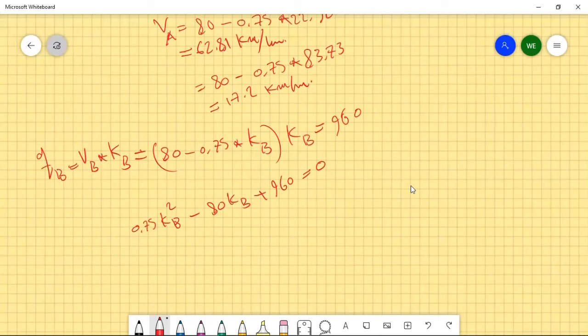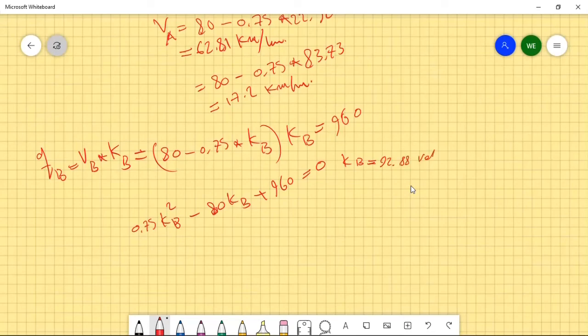So here we will end up with KB equal minus 13.78? I think you have something wrong. Oh, sorry. Okay. There is no minus in it. I mean 0.75 and then minus 80, plus 960. Yeah, 92.88.